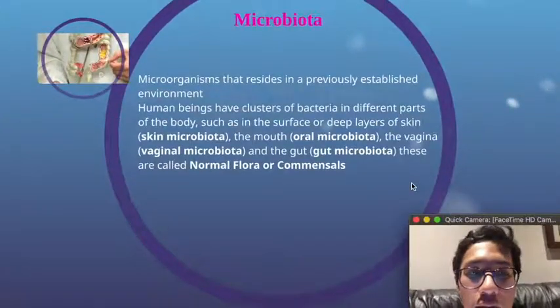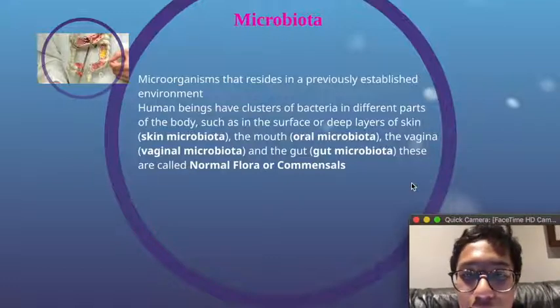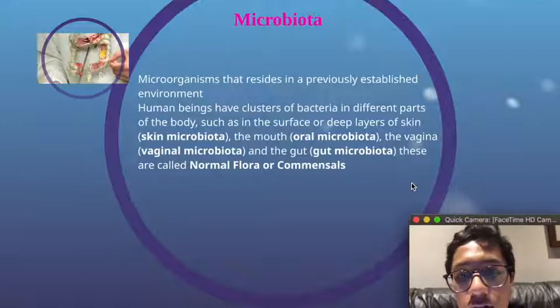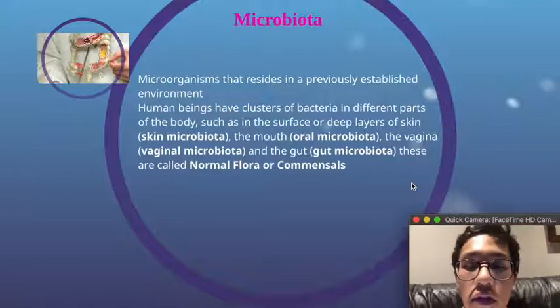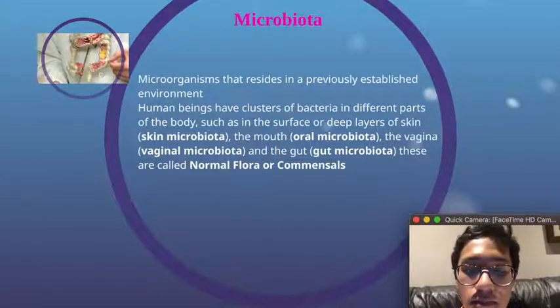First, what is microbiota? Microbiota are microorganisms that reside in a previously established environment. Human beings have clusters of bacteria in different parts of the body, such as on the surface and deep layers of skin, the mouth, vagina, and the gut. These are called flora or commensals.